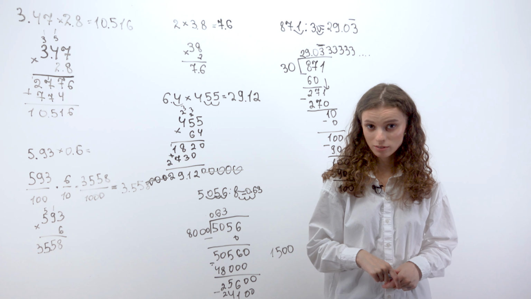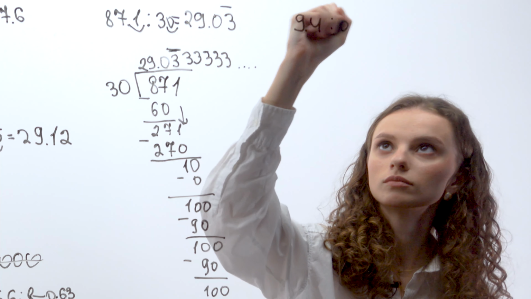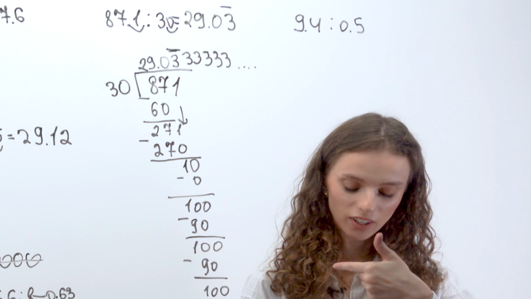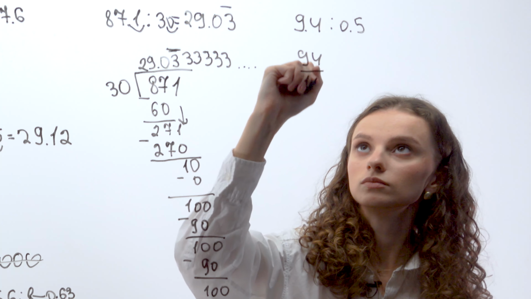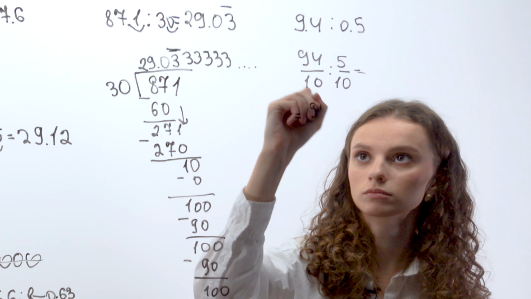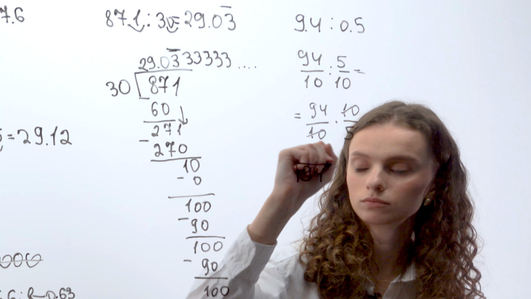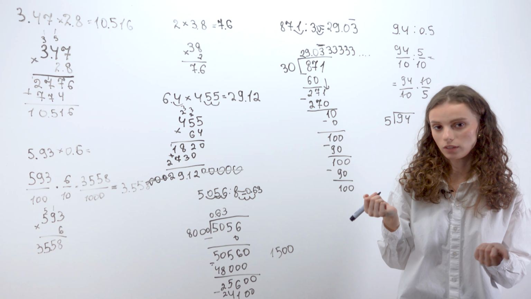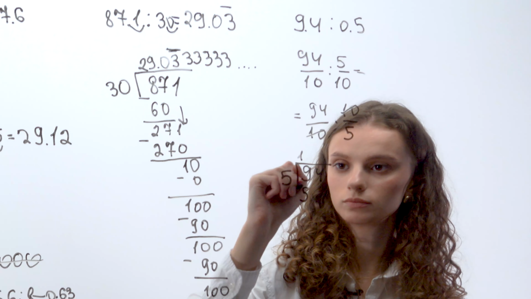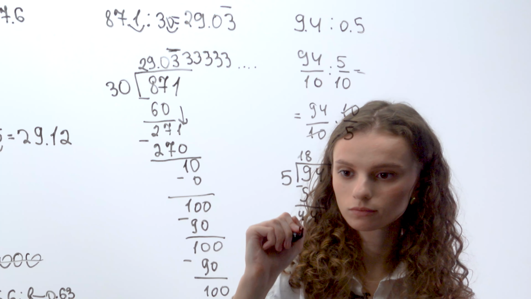Let's do other examples with division. I think we should. I have 9.4 divided by 0.5. This is the case where I'm going to use fractions. I will be left with 94 divided by 5. How many times does 5 fit into 9? Once. 44 divided by 5, 8.